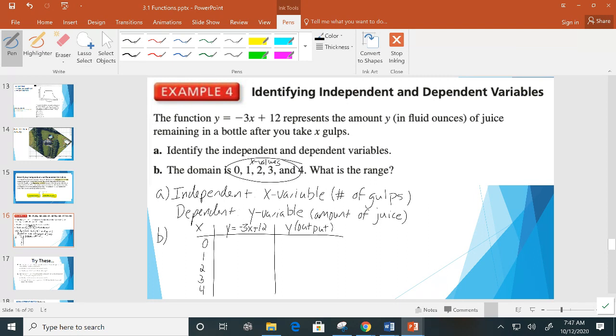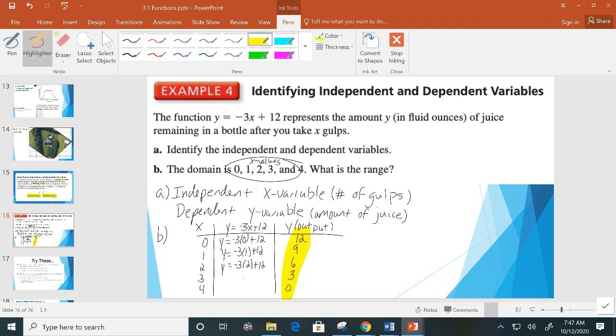So all I'm doing is plugging those values into my equation. y equals negative 3 times 0 plus 12. Negative 3 times 0 is 0, plus 12, so I'll get a y value of 12. Then just continue to plug these in to get your y values here. So we would get y values of 9, 6, 3, and 0. Those y values are my range. So your range here would be 12, 9, 6, 3, and 0.